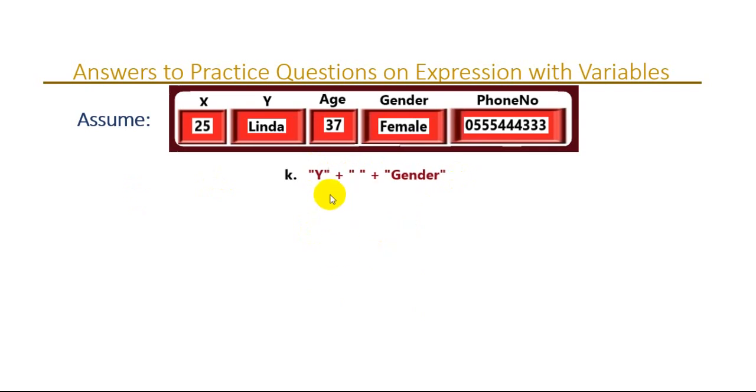Next one, again we have the same thing, y within double quotes, gender within double quotes, but in between we have a space also to join.